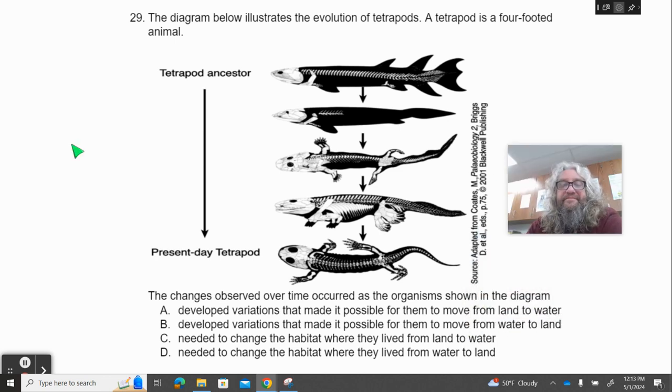Number 29. The diagram below illustrates the evolution of tetrapods. A tetrapod is a four-footed animal. The changes observed over time occurred as the organisms shown in the diagram A, developed variations that made it possible for them to move from land to water. B, developed variations that made it possible for them to move from water to land. C, needed to change the habitat where they lived from land to water. D, needed to change the habitat where they lived from water to land.